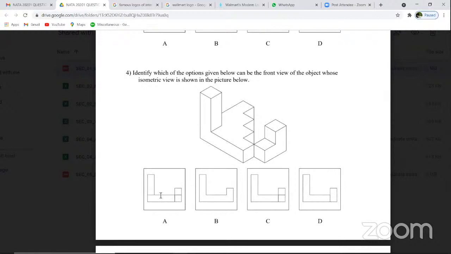Now it's visible. There's no line here, as you can see, so A is out. But there is a line here, so again B is out. C is correct. Again, no line here, so this is out. C is correct.